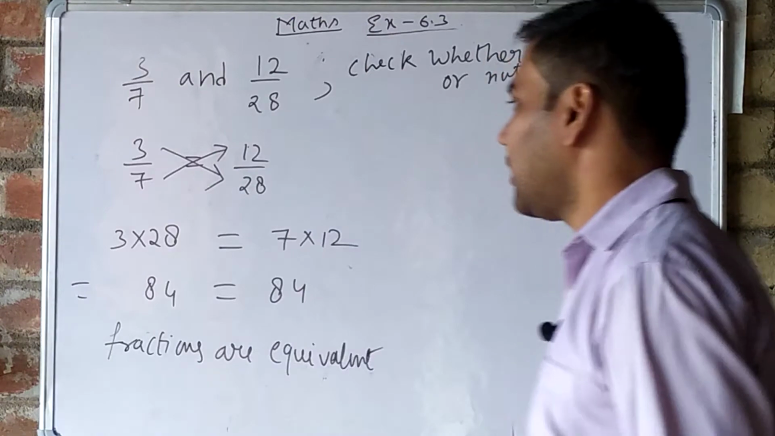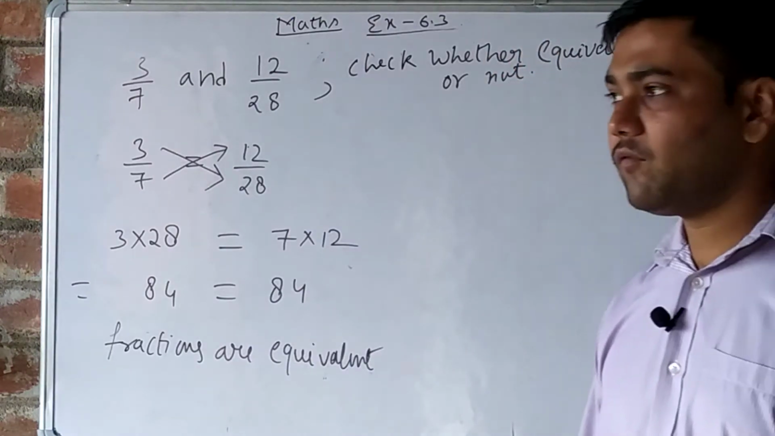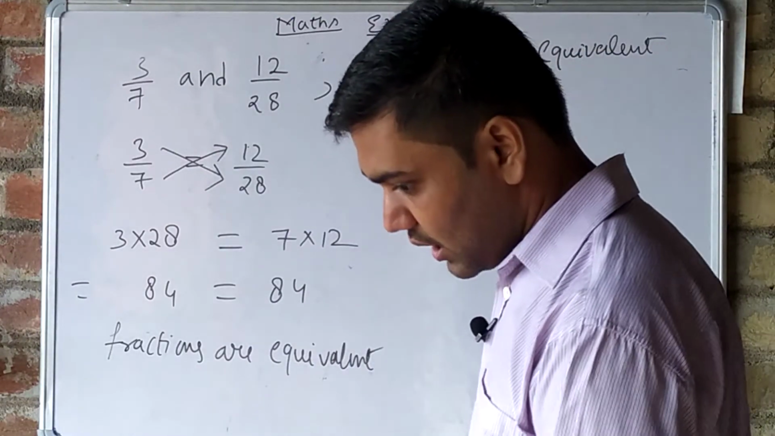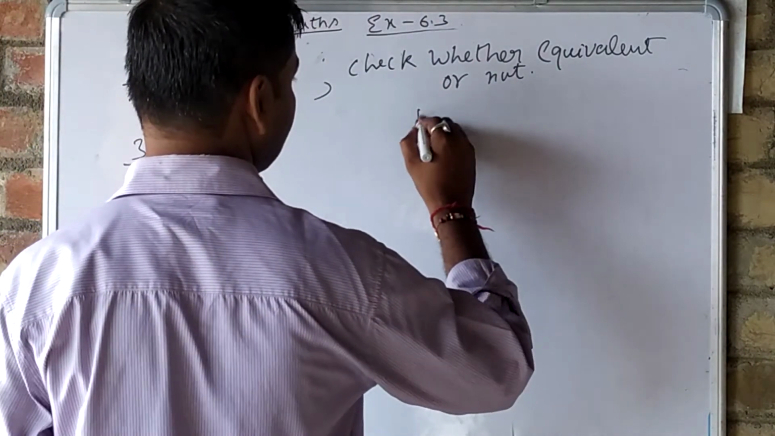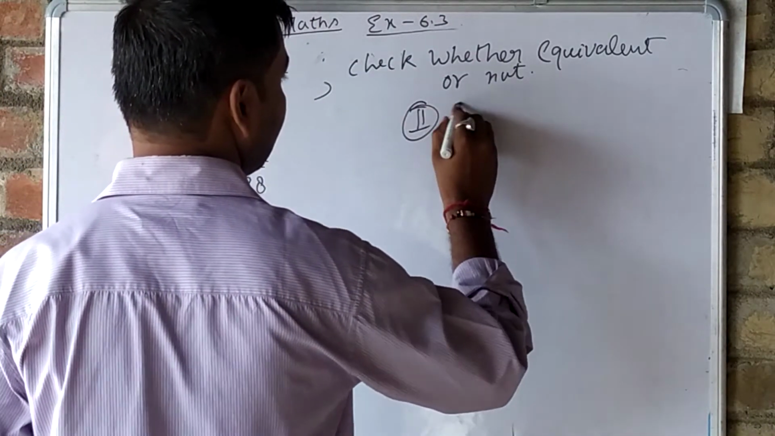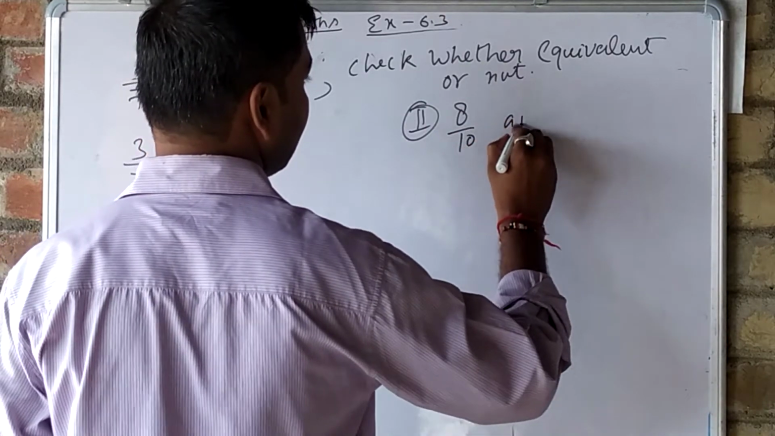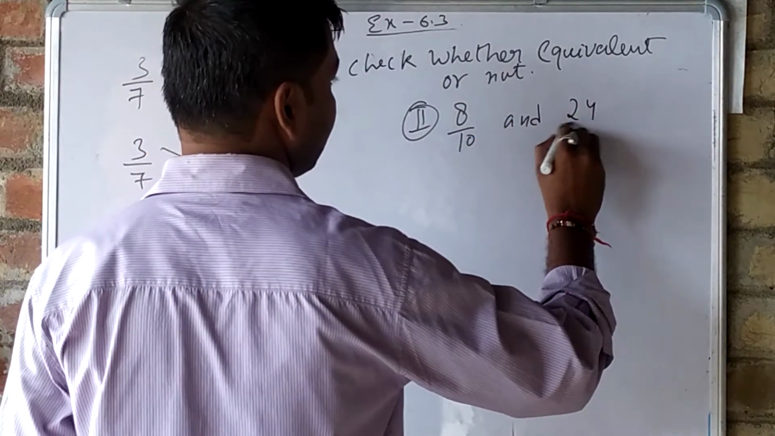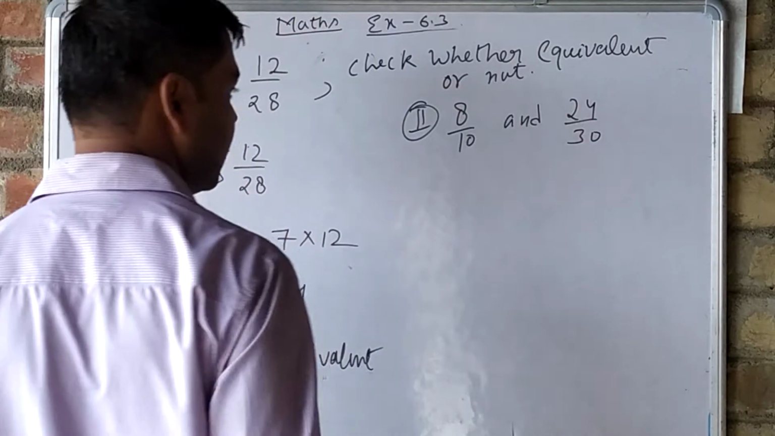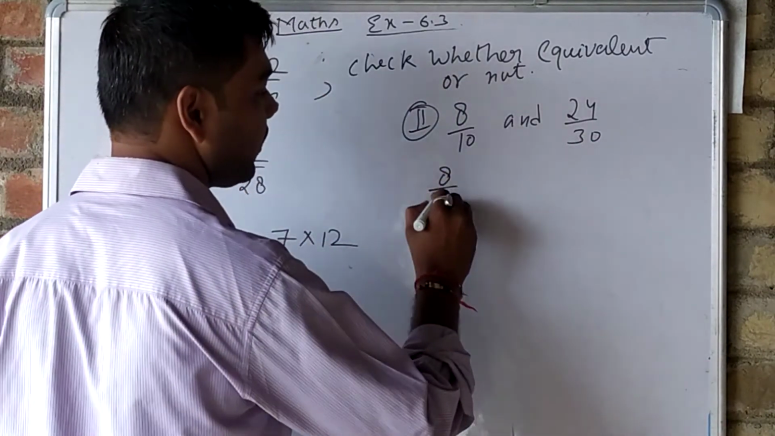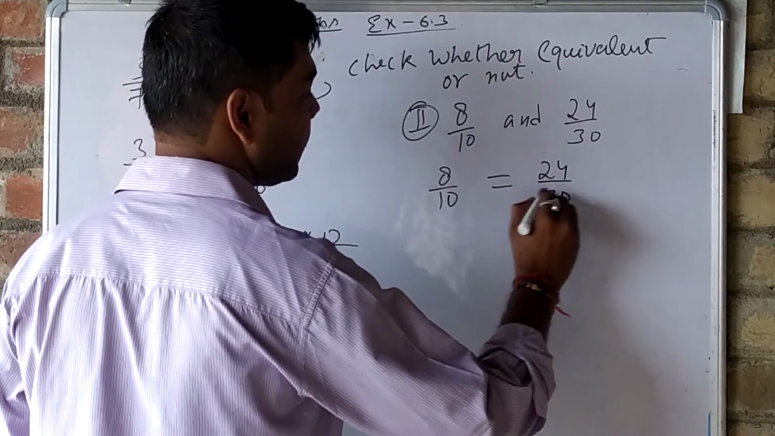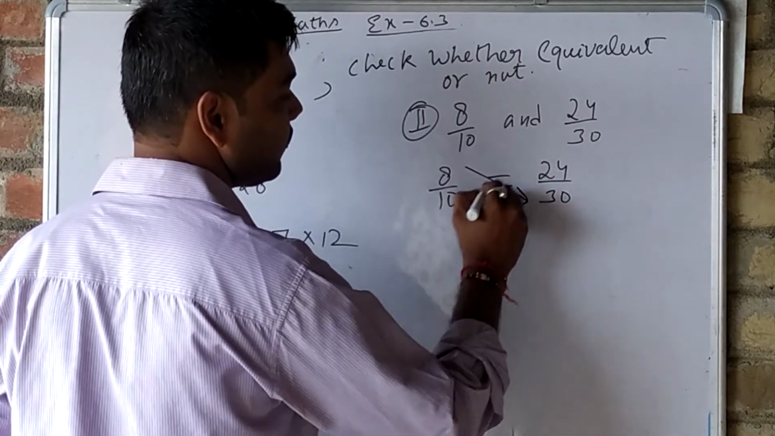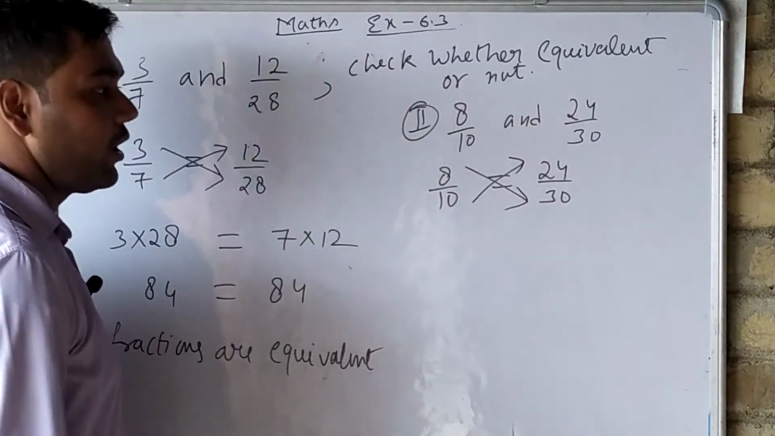Understand? Now we can say that fractions are equivalent. So like this, 8 by 10 and 24 upon 30. See the next case, 8 by 10 and 24 upon 30, like this. Now again, 8 by 10 will be equal to 24 upon 30. Then what we will do? We will place a cross multiply.